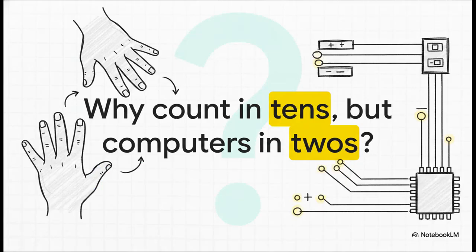So it all really starts with a very basic, very human question. Why on earth do we count in tens, but computers count in twos? Well, we naturally count in tens, likely for the very simple evolutionary reason that, you guessed it, we have 10 fingers on our hands. It's completely built into our biology. Computers, on the other hand, operate in an entirely different, kind of alien reality. They don't have fingers, they have circuits. And because of that, they require a totally different language to function.